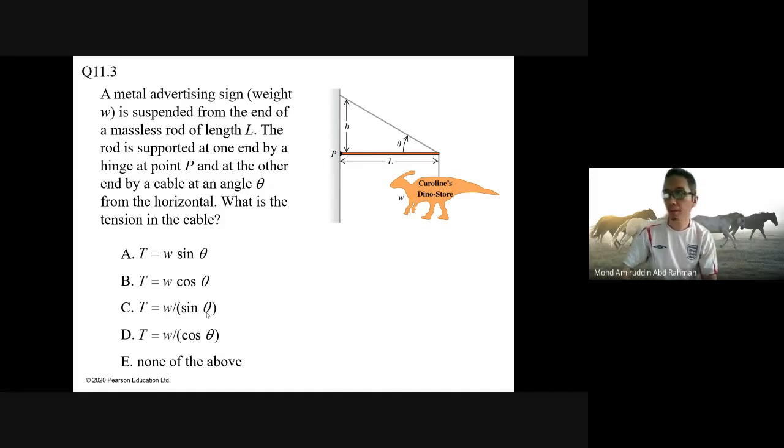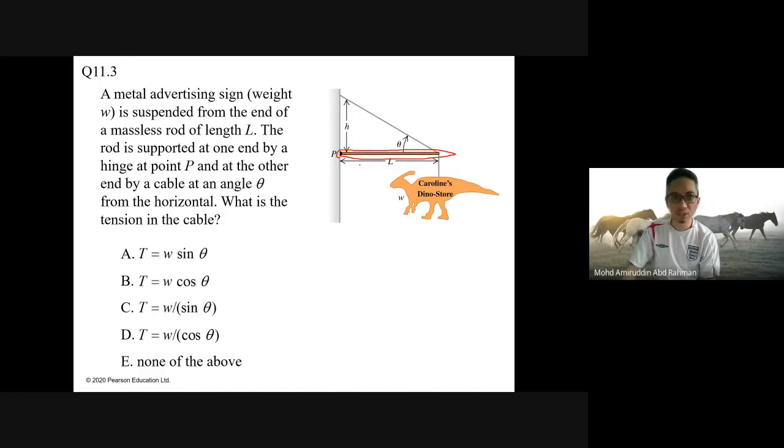All right. Let's discuss another one. Okay, so we have a metal advertising sign with weight W suspended from the end of a massless rod of length L. So this rod, the mass is 0. We assume that the mass is 0, although it has certain mass.